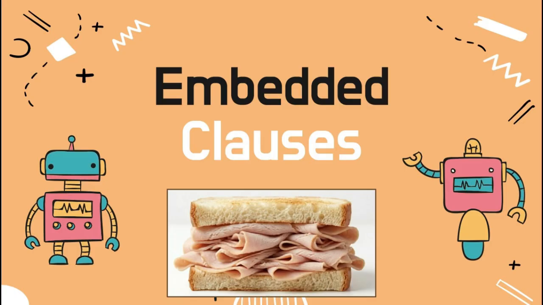So, in conclusion, embedded clauses are a way to add extra information inside a sentence. They give more detail, make writing more interesting, and help your sentences sound more advanced. They can sometimes be set off with commas, and they don't make sense by themselves. They need the rest of the sentence. If you remember one thing, it should be this. Embedded clauses are like the middle of a sandwich. They make the sentence better by adding something extra inside.